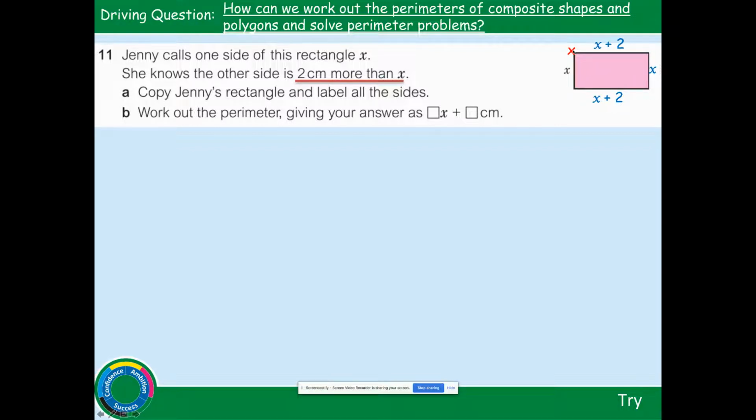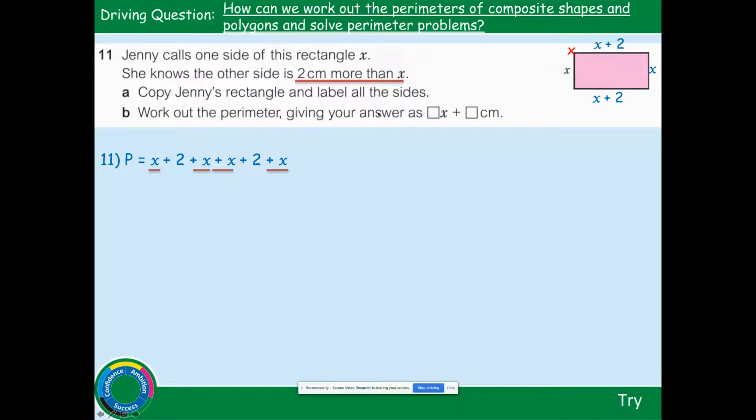So I'm just showing where I'm going to start. So I'm going to do X plus 2 plus X plus X plus 2 plus X. Comes to X plus 2 plus X plus X plus 2 plus X. So now we can simplify this. Let's look how many X's we've got.